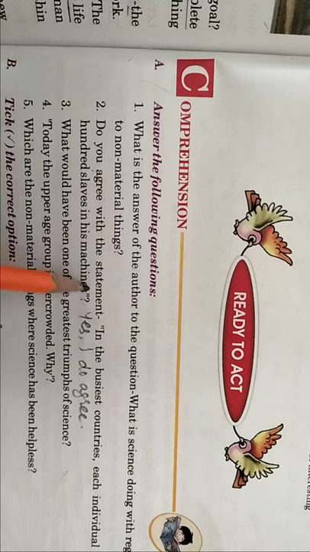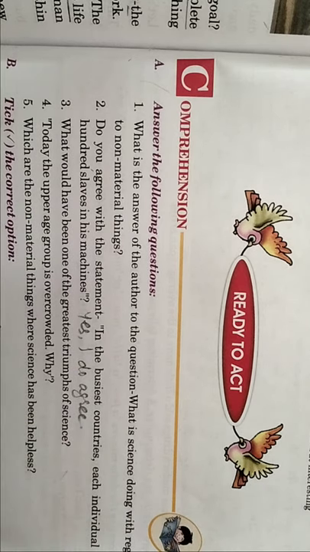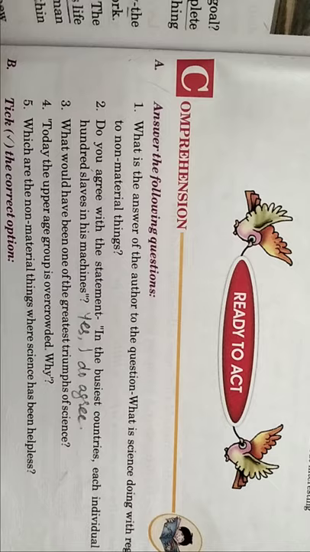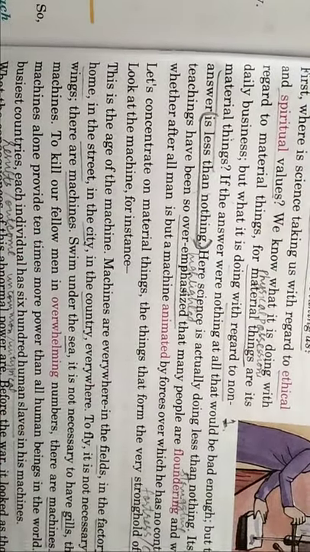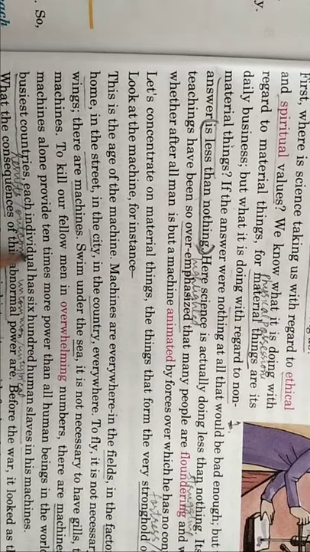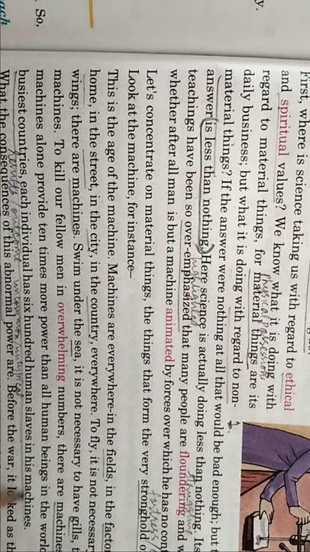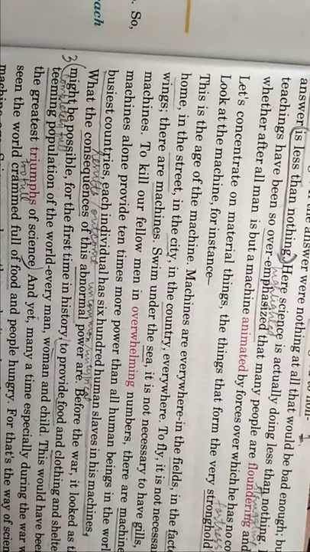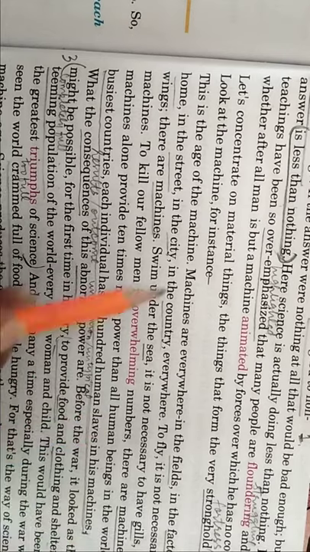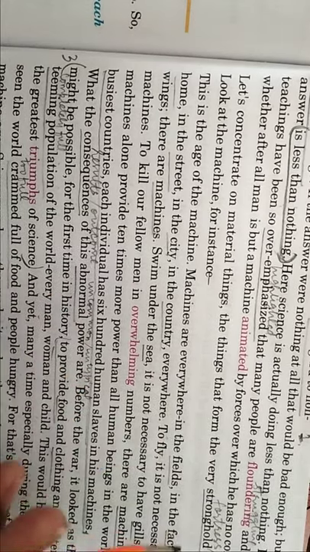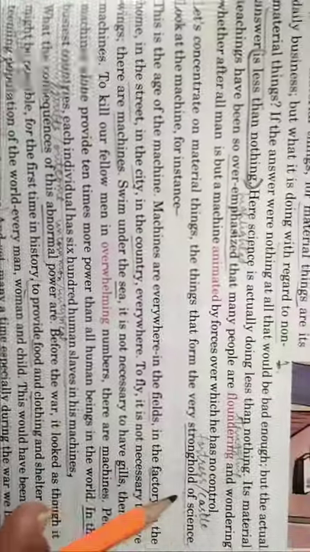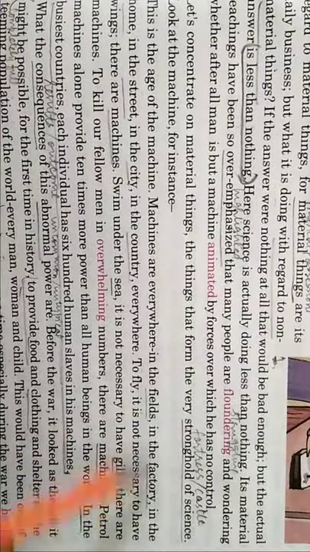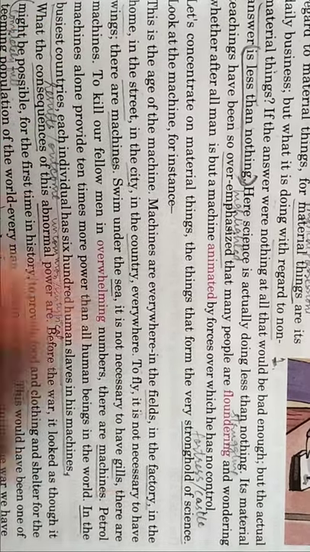Do you agree with the statement, in the busiest countries, each individual has 600 slaves in the machine? Yes, I explained this statement. In the busiest countries, each individual has 600 human slaves in machines. This statement means that machines are everywhere. You know that this is a machine age, and everything is run by machines, whether we are working in fields or in a factory, home, street, city, country, everywhere.